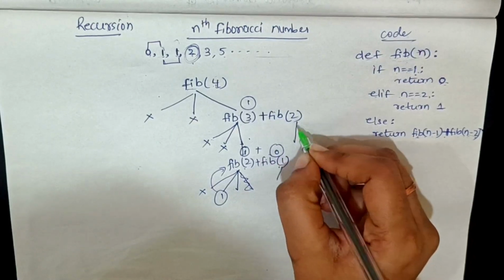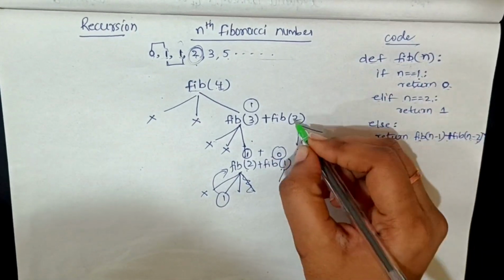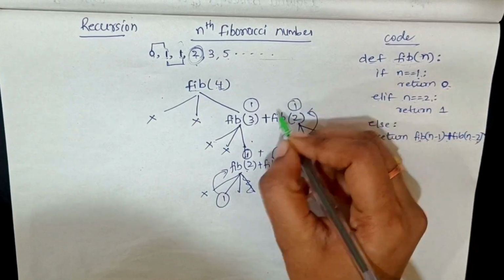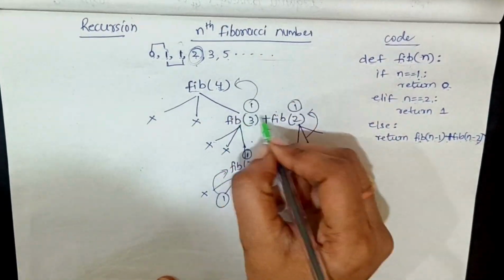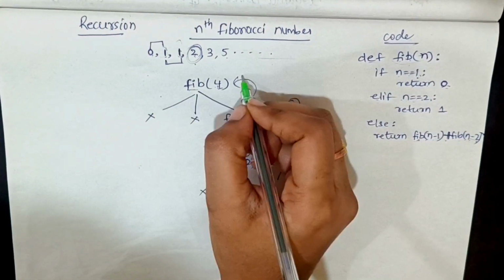Now it similarly computes fib of 2. Is 2 equal to 1? False. Is 2 equal to 2? True. So 1 is returned. So 1 plus 1 is 2. The summation of these two functions is 2. So fib of 4 is equal to 2.